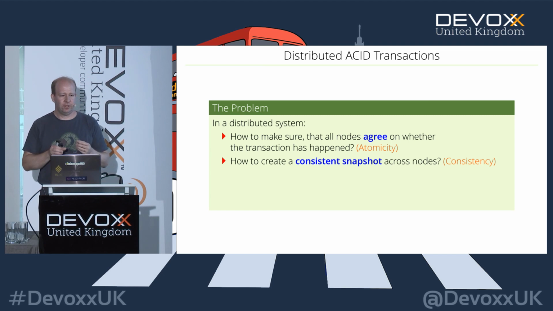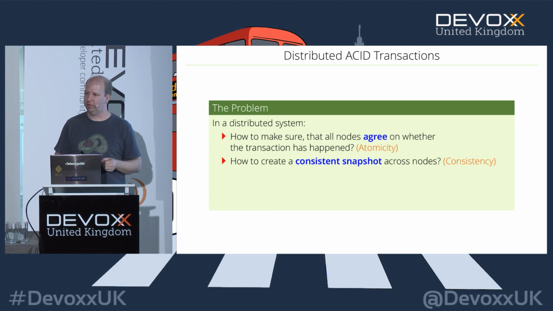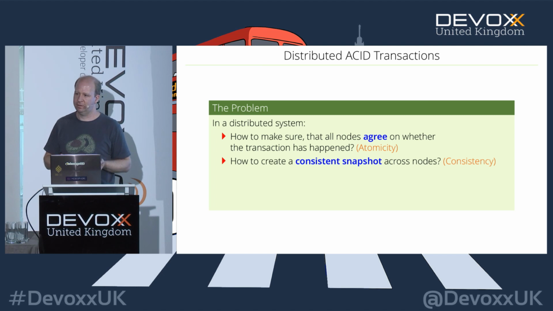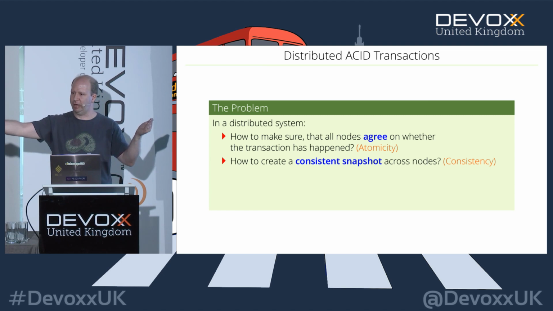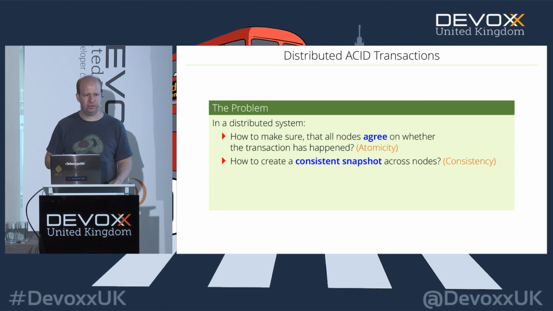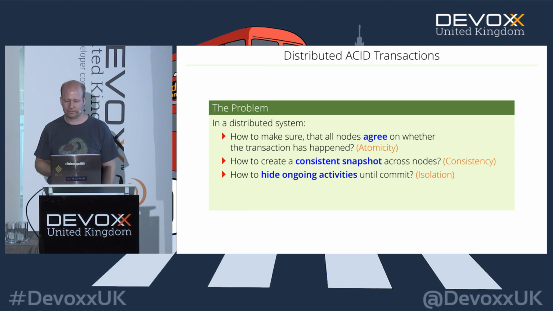Now, if you want a consistent snapshot of your data, you want to do a backup at 12 o'clock, how do you make sure that you see a consistent set of values across all your machines, even if it takes a lot of time to take it out? So consistency is a problem in a distributed system.